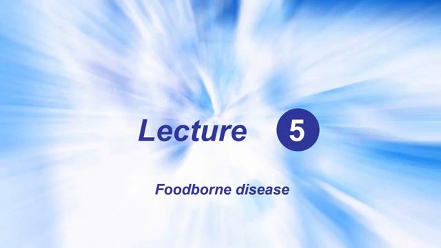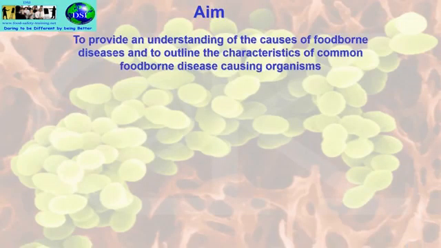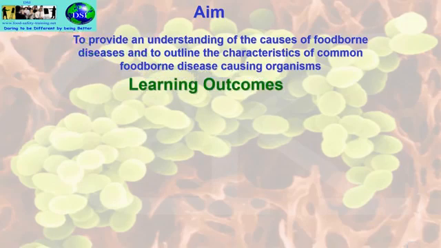So lecture 5 is all about foodborne disease, slightly different from food poisoning. The aim of this unit is to provide an understanding of the causes of foodborne diseases and to outline the characteristics of common foodborne disease causing organisms.